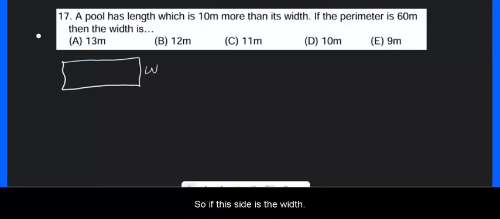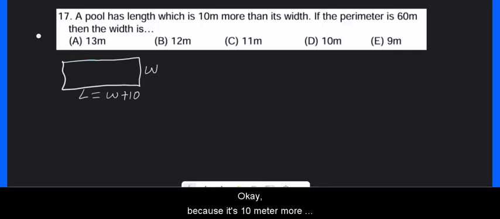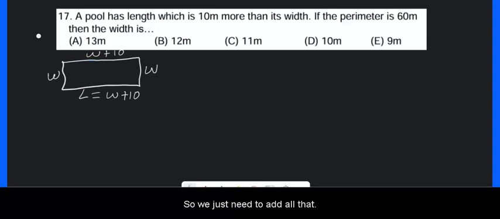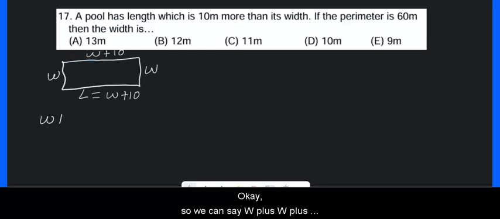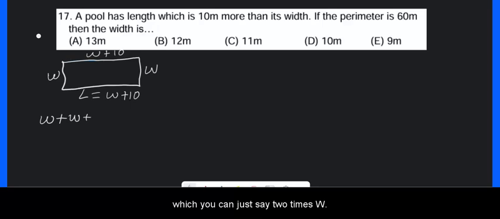So if this side is the width, then the length is width plus 10, because it's 10 meters more than the width. So we know this is W, and we know this is W plus 10. Then we know the perimeter, so we just need to add all that. So we can say W plus... you can just say 2 times W, but I'm just doing it in another simpler way.